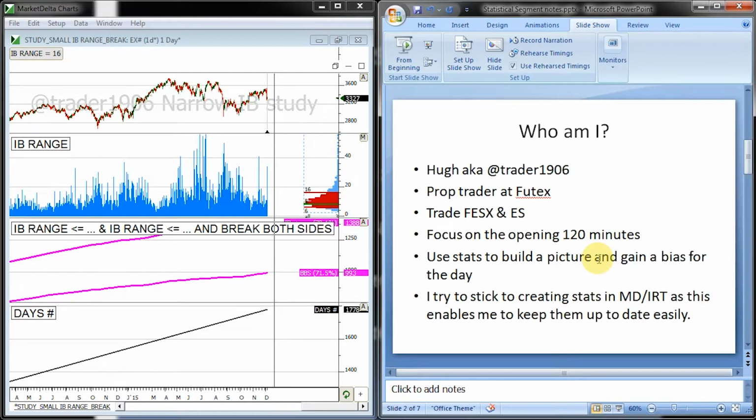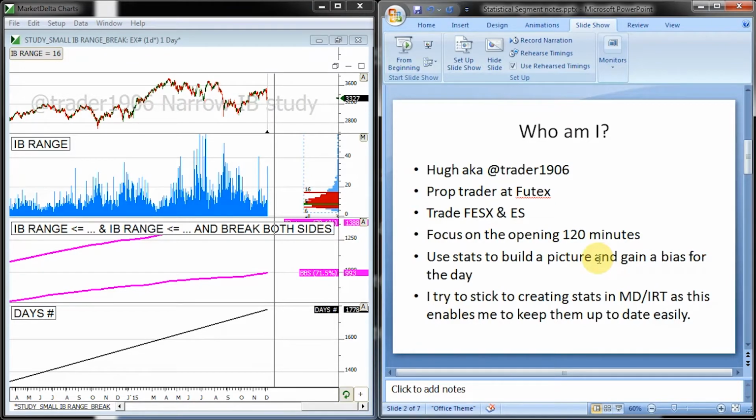Who am I? Some of you may already follow me on Twitter, Trader1906, and I just recently joined Futex. So I trade here full time, and I trade the Euro stocks and the S&P. I trade the Euro stocks in the morning and the S&P in the afternoon. I focus on the first 120 minutes roughly, not including the IB.